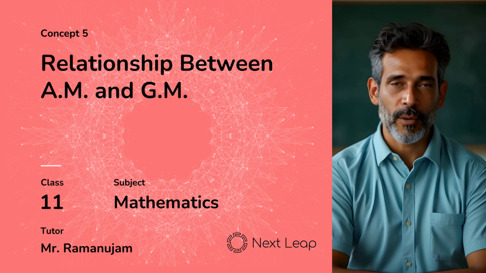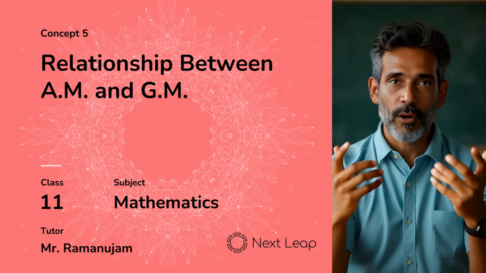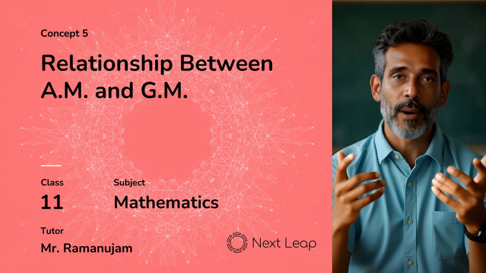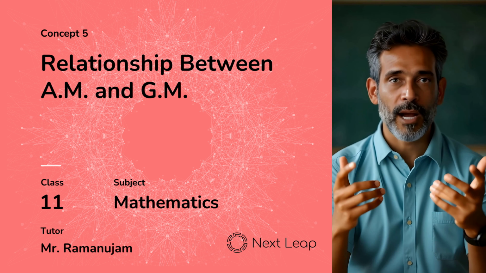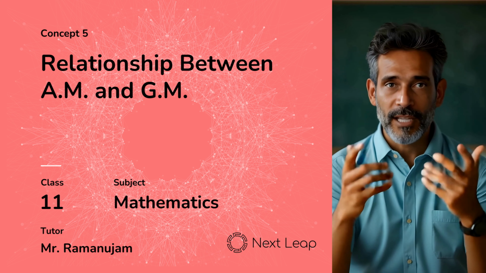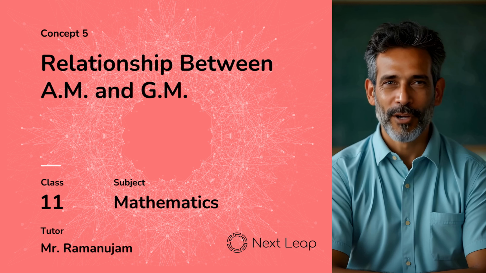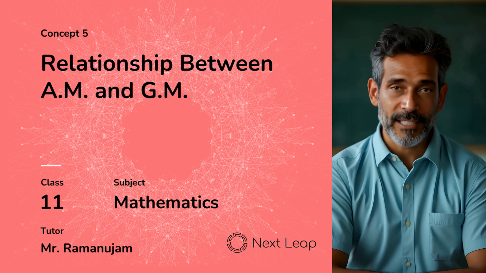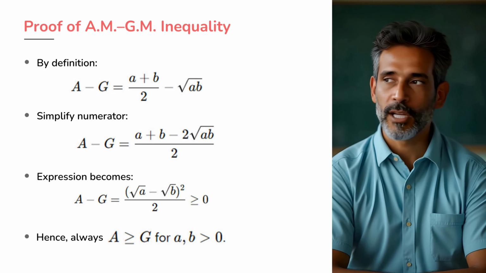For two positive numbers a and b, the arithmetic mean A is (a + b) divided by 2. The geometric mean G is the square root of a times b. Both A and G give us a central value, but they represent balance in different ways, one by addition, the other by multiplication. Isn't that fascinating? Now comes the big question. How do A and G compare?